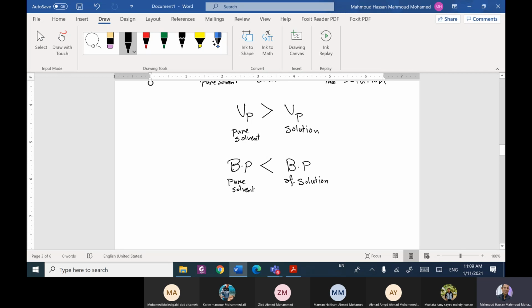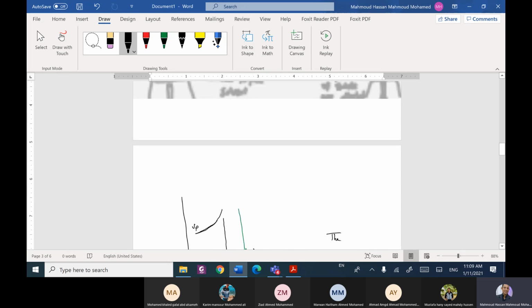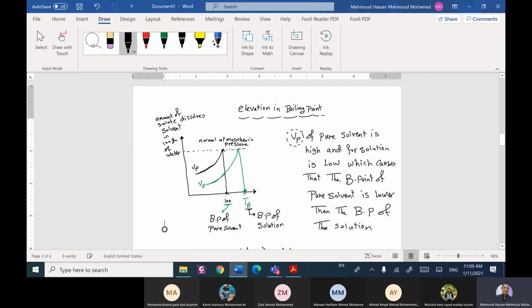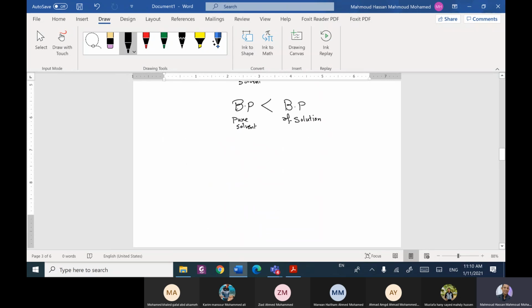The third property is elevation in the boiling point. Elevation in the boiling point of what? Of the solutions. The more solute particles are dissolved in my solvent, the more the boiling point increases. Okay, to determine which is higher in boiling point.